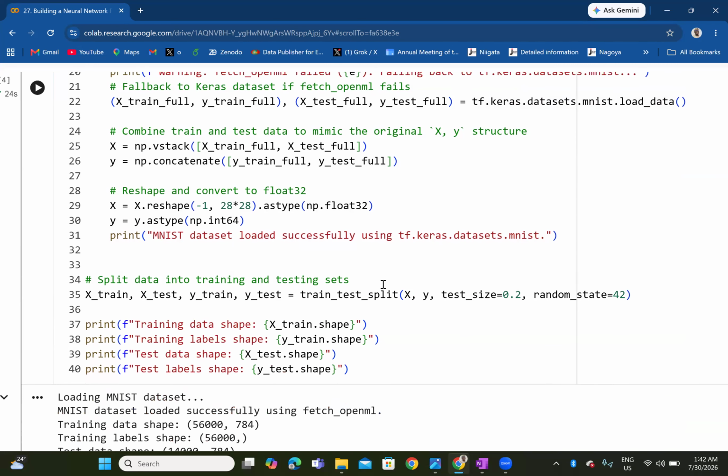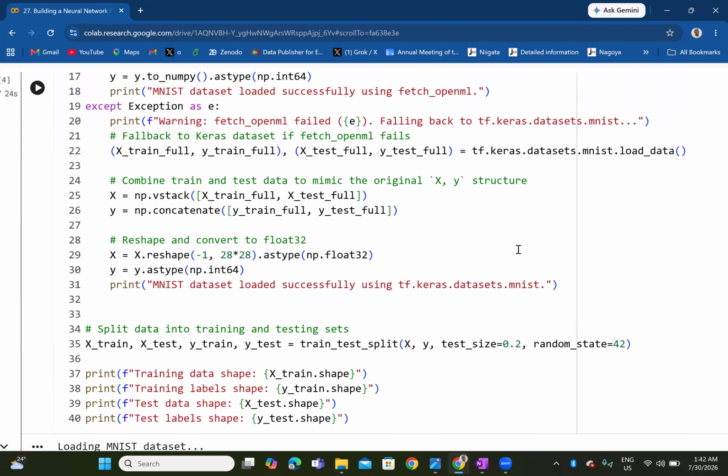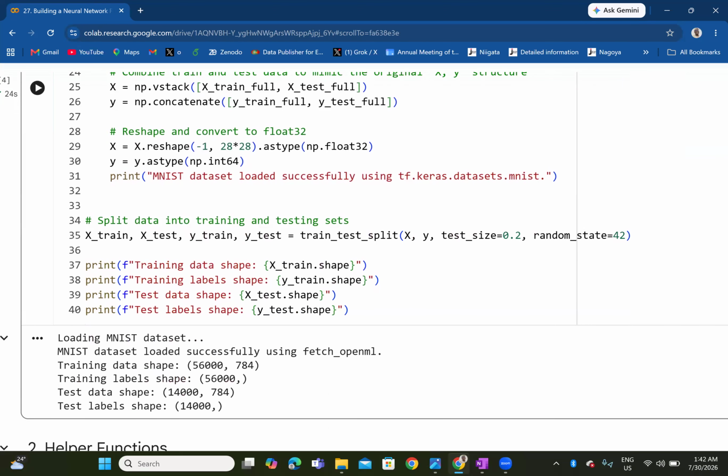Then you can combine train and test data to mimic the original X, y structure. So you have X = np.vstack of these, y = np.concatenate of y_train_full and y_test_full, and then you reshape and convert to float32. So X is X.reshape(-1, 28*28).astype(float32). Then you print "MNIST dataset loaded successfully using Keras". That is if fetch_openml doesn't work. In this case, now you can split data into training and testing sets.